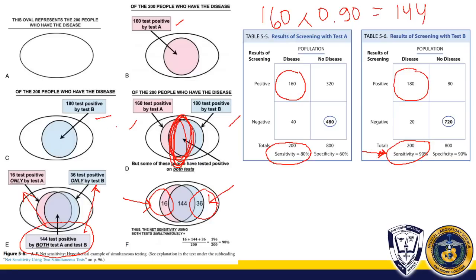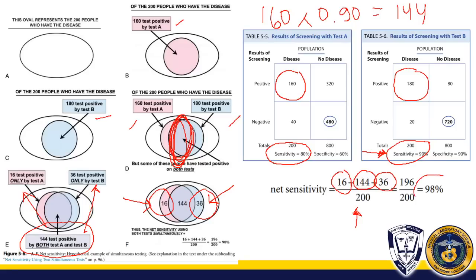So, how to compute now for the net sensitivity? You add all those who tested positive. 16 na nag-test og positive kay A, 36 na nag-test og positive kay B, 144 na nag-test og positive sa both test ninyo. Divided by ang inyong denominator, ang total population. So we would get, di ba, a net sensitivity of 98%. So I hope nakuha ninyo siya.